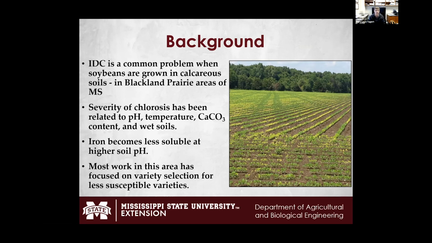So iron chlorosis is a common problem when soybeans are grown on calcareous soils. These soils are common in the Blackland Prairie area of Mississippi, over here in the northeast down to the eastern part of the state. The severity of this chlorosis has been related to pH, temperature, calcium content in the soil, and wet soils, so the moisture content of that. Iron becomes less soluble at these higher soil pHs, so that can play a significant factor.